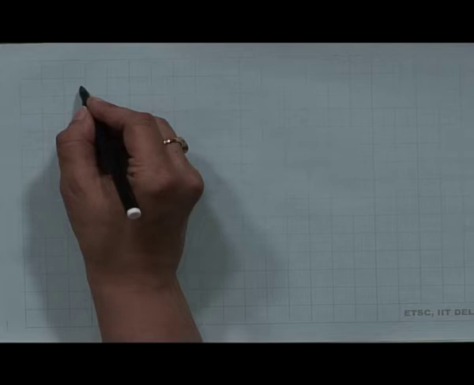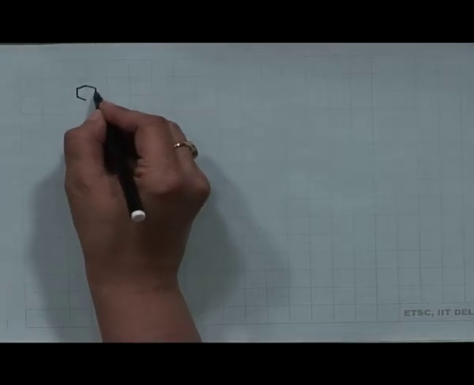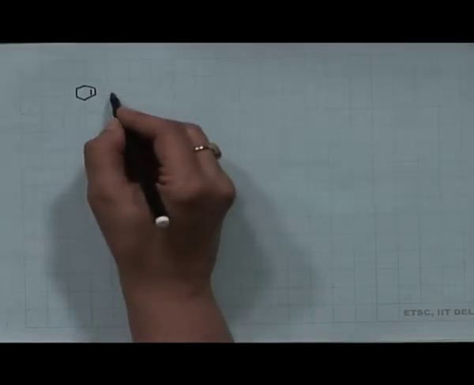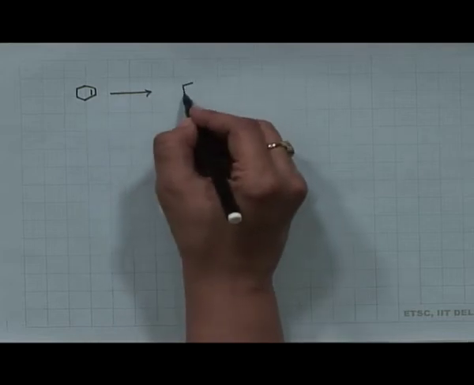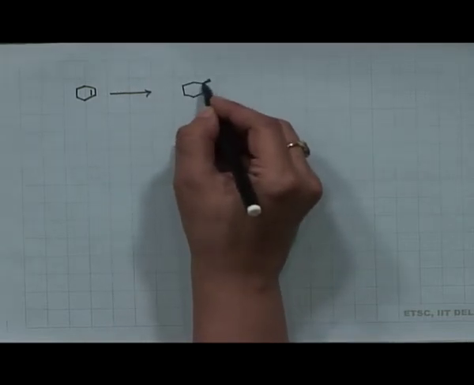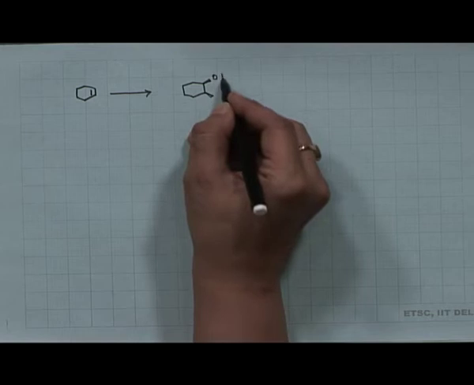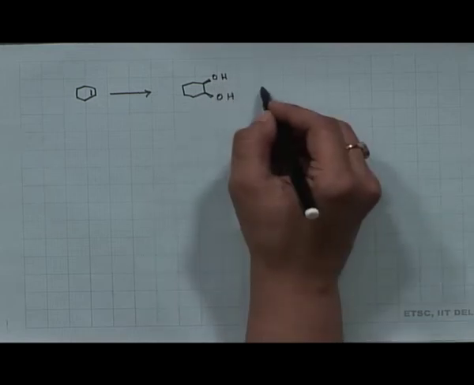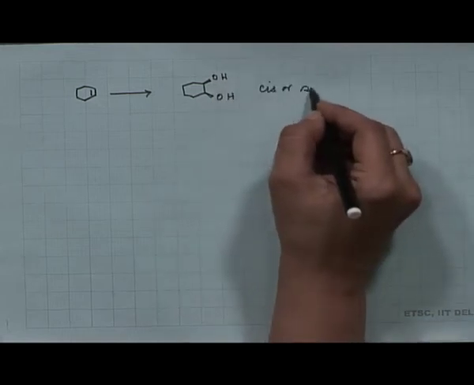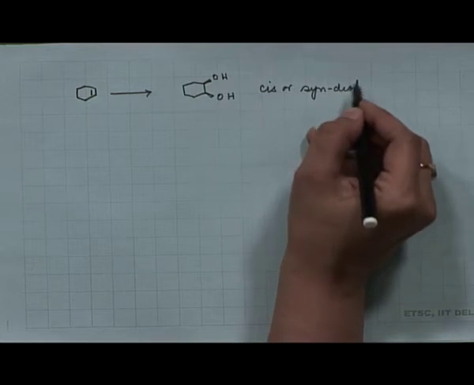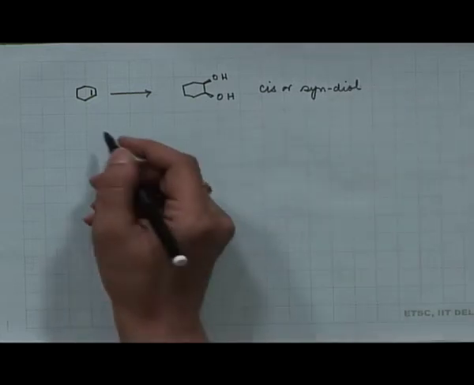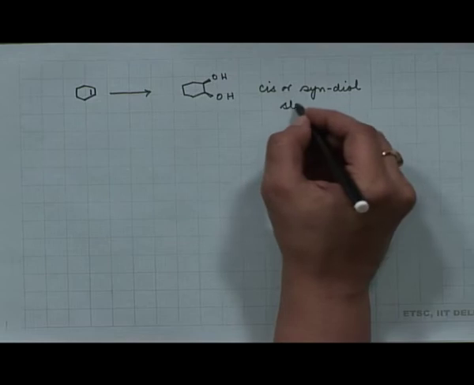The reaction is very selective. If you start with a cyclic olefin like a cyclohexene, you get a syn diol, which tells you that this is a cis or a syn diol, which tells you that the reaction is highly stereospecific.